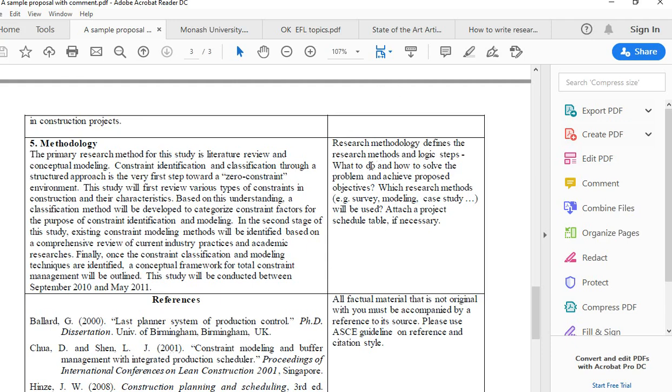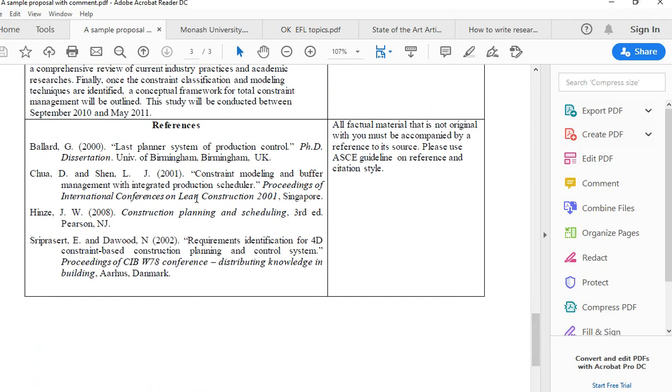You can see, let's look at the comments. Research methodology defines the research methods, logic, steps, what to do, and how to solve the problem and achieve proposed objectives. How this study is going to be done. This is something which is going to be presented in procedure, right? Procedure of data collection. Which research methods, survey, modeling, case study, correlational one, experimental one, will be used? Attach a project schedule table if necessary.